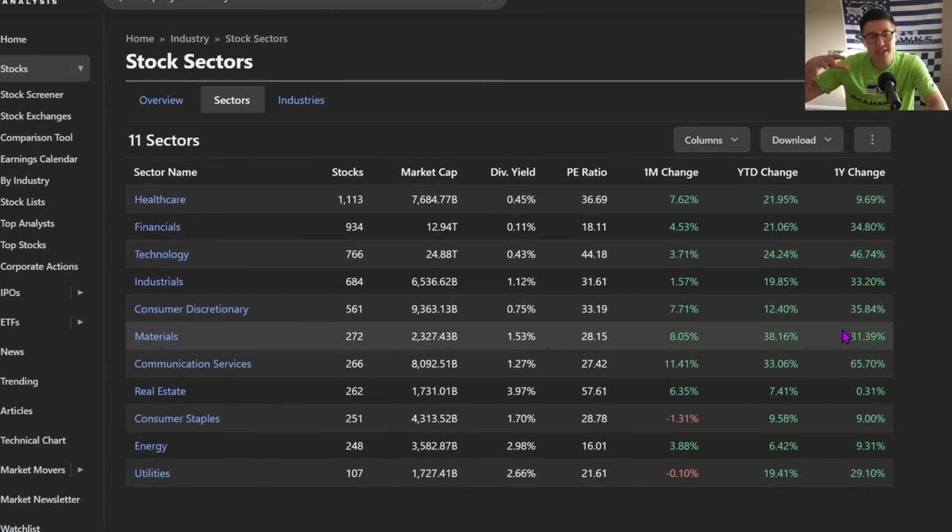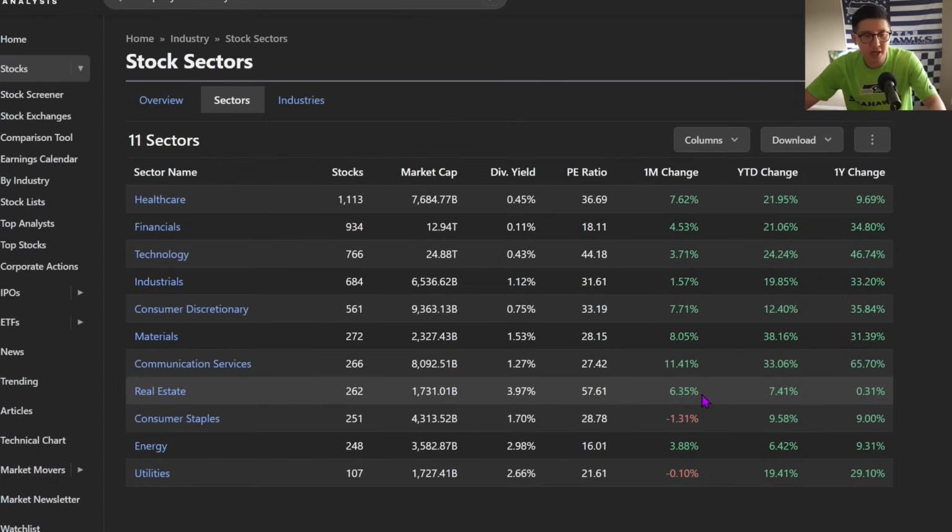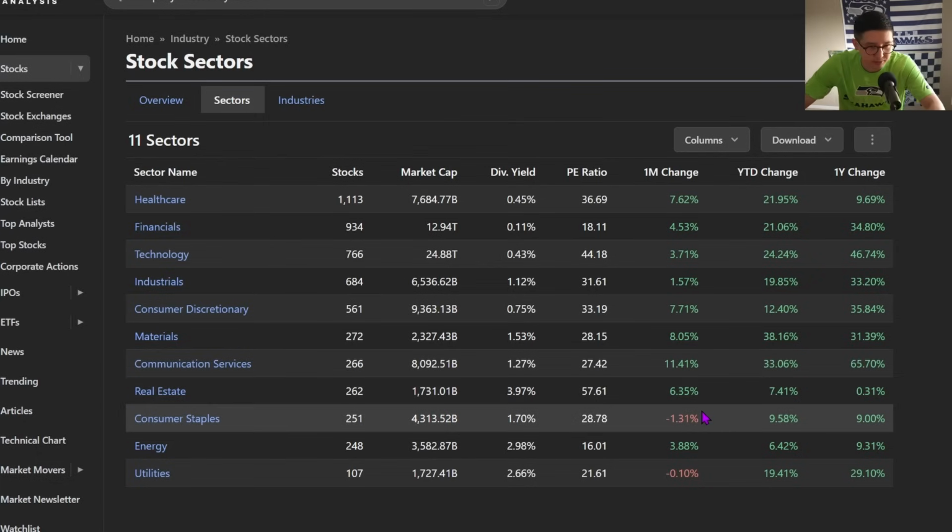However, if we look at it on a short-term level, for the past 30 days, consumer staples, their 1 month performance as an aggregate of the 251 businesses represented by consumer staples, is negative 1.3%. And for the utilities, it's pretty much flat. Now, in the past 1 month, the one that had the biggest upside has been comm services.